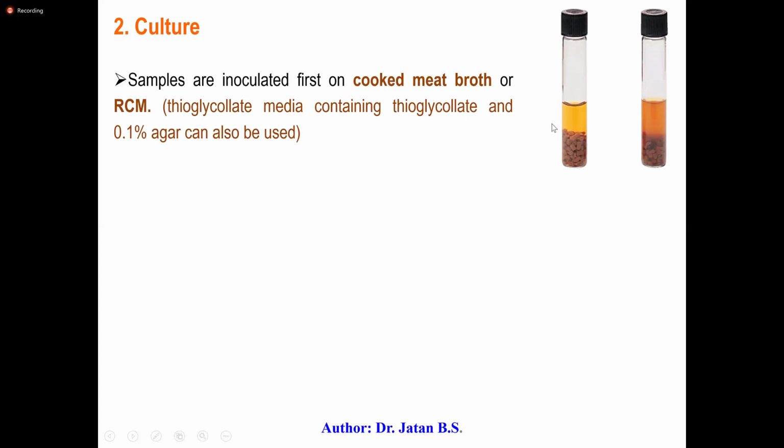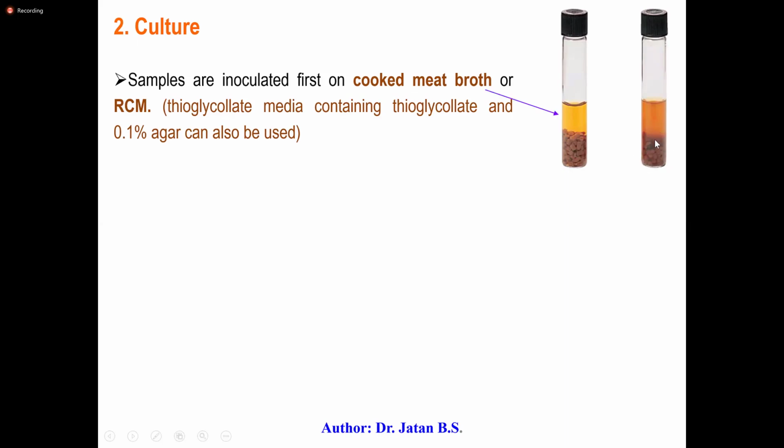So you have cooked meat broth or RCM, or you can even culture in another media called thioglycolate media or 1% agar. Here you must place the patient's exudate or a bit of necrotic tissue or muscle fragment. After culturing for some time, this is what you get. When there is growth of bacteria, this liquid might be turbid. There can even be changes in the color of the meat particle, indicating that the bacteria is growing within this.